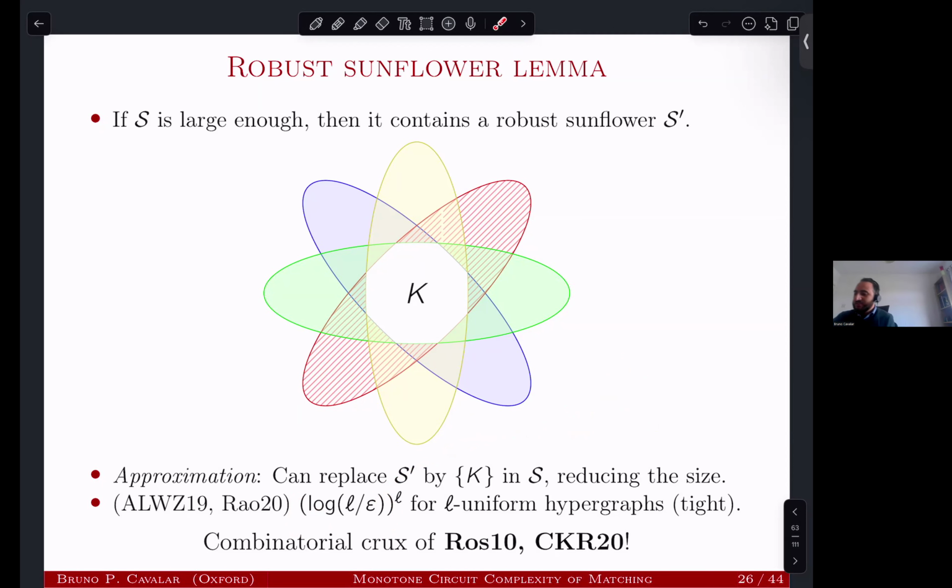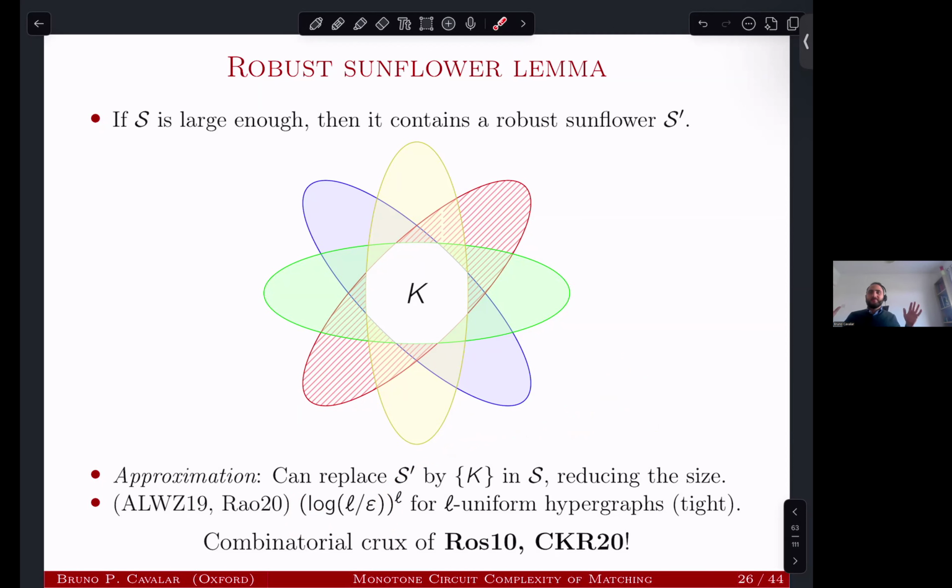So this is the core. This is the approximation method from the perspective of robust sunflowers over the uniform distribution. You have these DNFs. If your DNF is too big, find a robust sunflower. Replace all the terms of the robust sunflower by the core. Continue doing this until you get a small DNF. Because you can play with the parameter epsilon, you can make it small. You're going to make just epsilon error, which is basically the bound you want to get at the end.